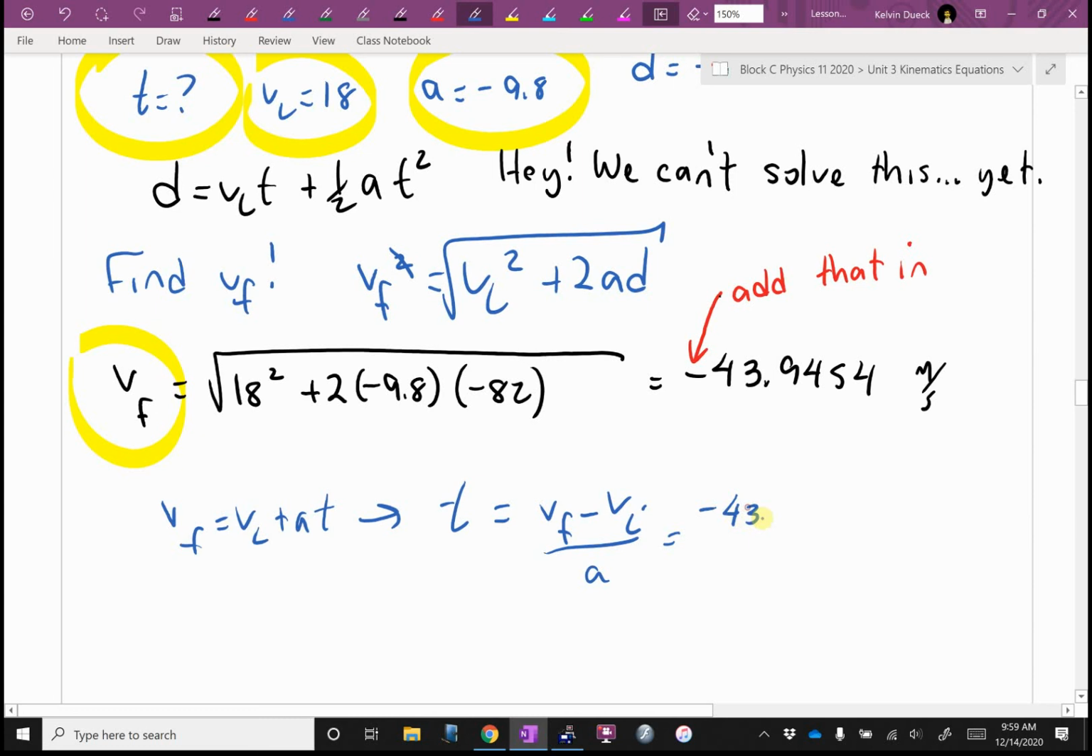Negative 43.9454. I'm going to use my answer button. I'm going to hit my negative and then my answer button. Minus, what was VI? 18? All over negative 9.8.